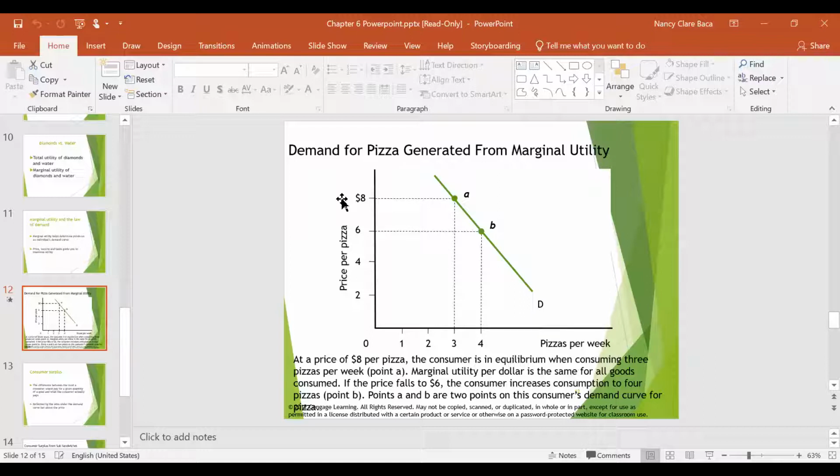Because while you might value that first pizza in the week at $8, or in this case, your first 3 pizzas in the week at $8, that 4th pizza, you don't value it at $8. You've had a lot of pizza already, right? Your marginal utility for pizza is going down. So if I want to get you to buy a 4th pizza every week, I actually need to give you all of the pizzas at a lower price. In this case, it would be $6 in order to get you to buy that 4th pizza.